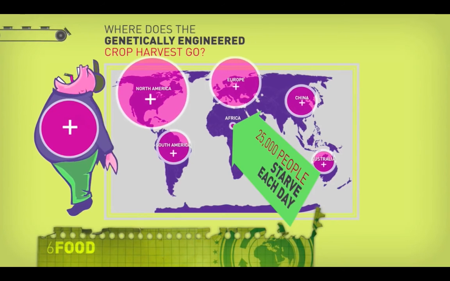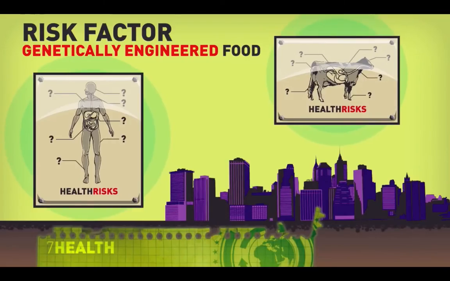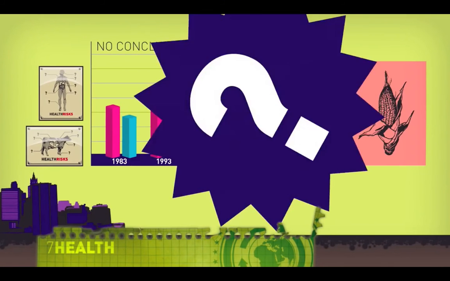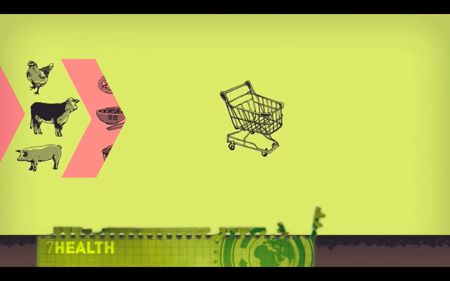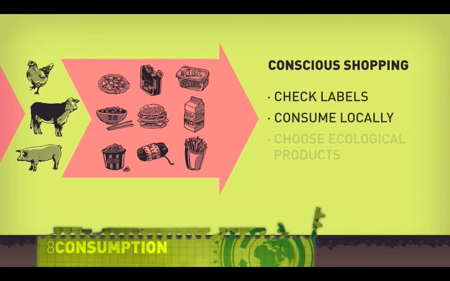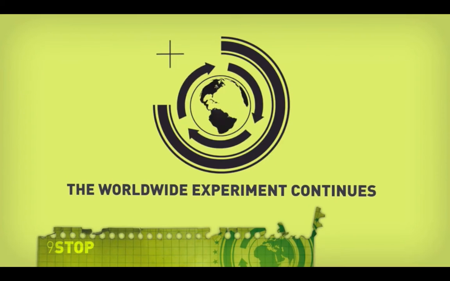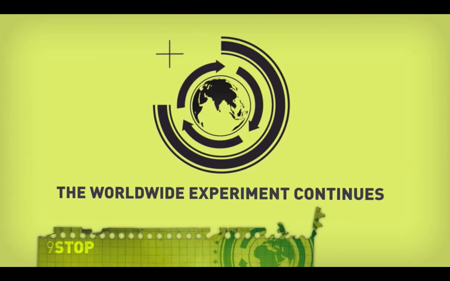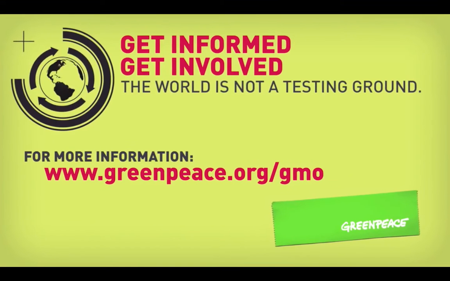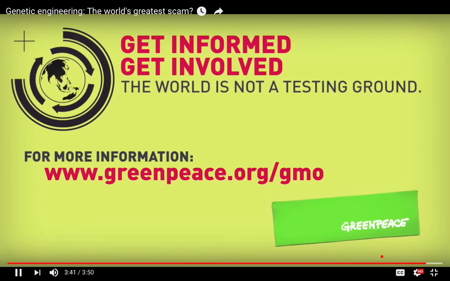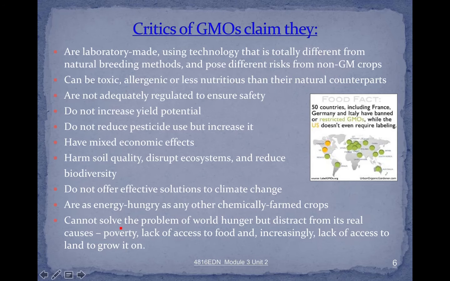Along with all the destructive effects on the environment, one last awkward question remains. How do genetically engineered crops affect humans and animals? The answer is, no one knows. Therefore, it's important for you to carefully consider which products you buy. Get informed and get involved, because our world is not a testing ground. For more information about genetic engineering, go to greenpeace.org/GMO.